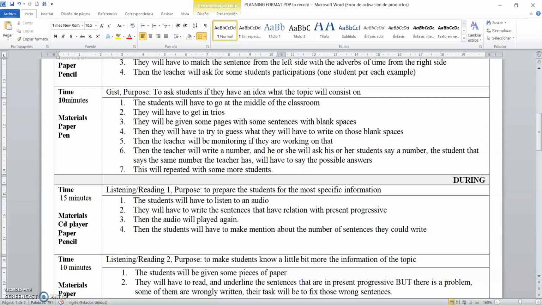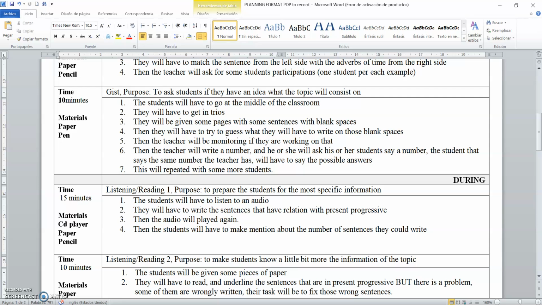The students will have to go to the middle of the classroom and they will have to get in trios. They will be given some pages with some sentences with blank spaces. Then they will have to try to guess what they will have to write on those blank spaces. Then the teacher will be monitoring if they are working on that. That's really important. The teacher is always going to be monitoring.